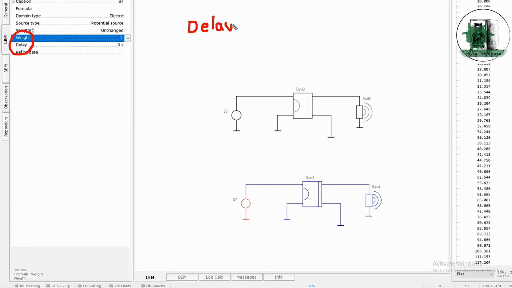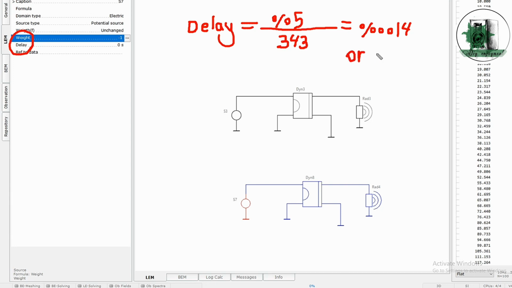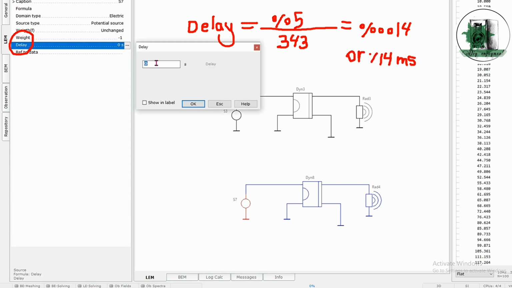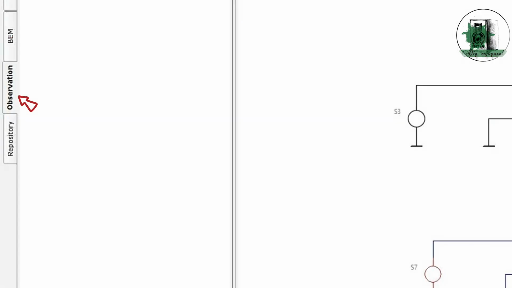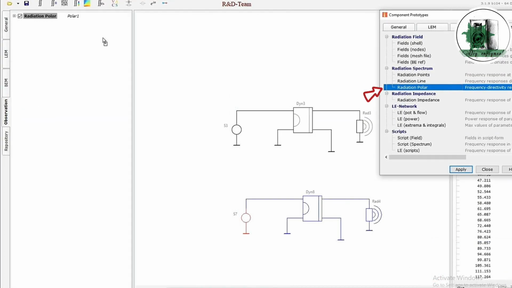The delay, which corresponds to the distance between the 2 drivers, is calculated by dividing the distance in meters by the speed of sound. Follow these settings carefully.